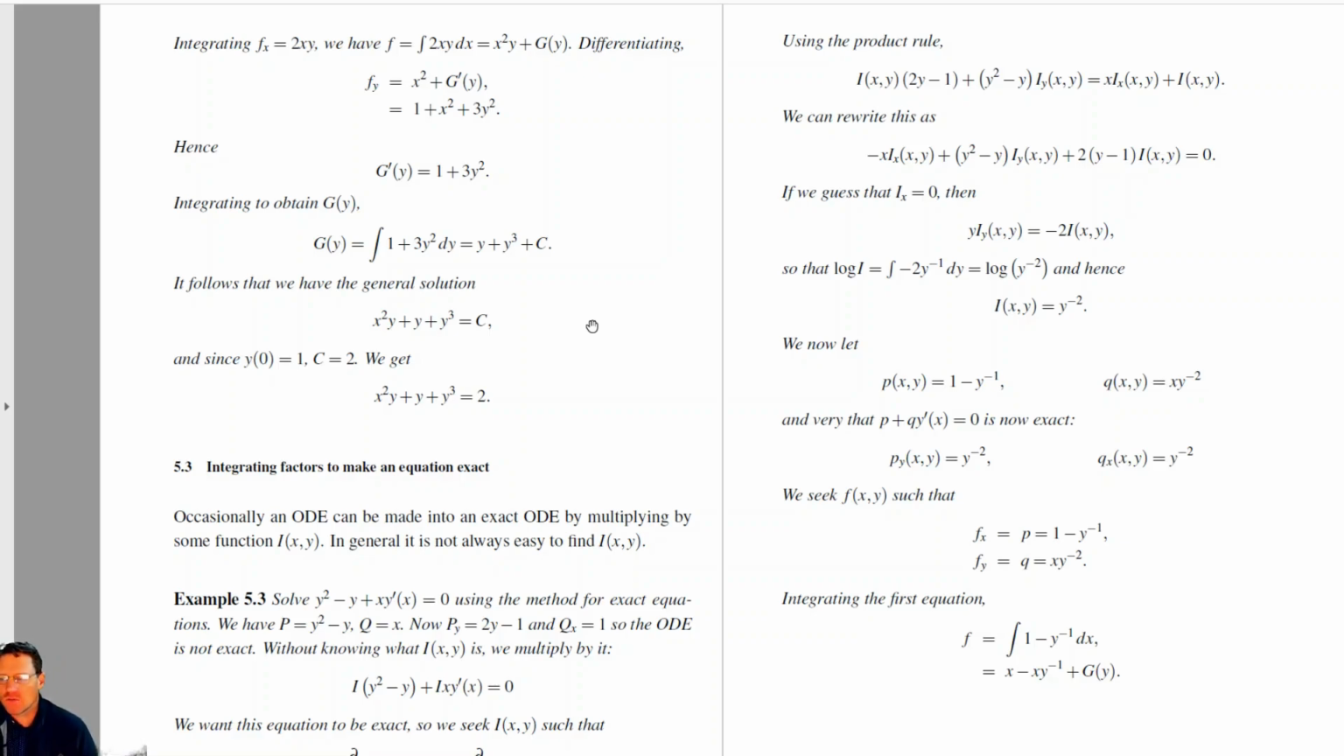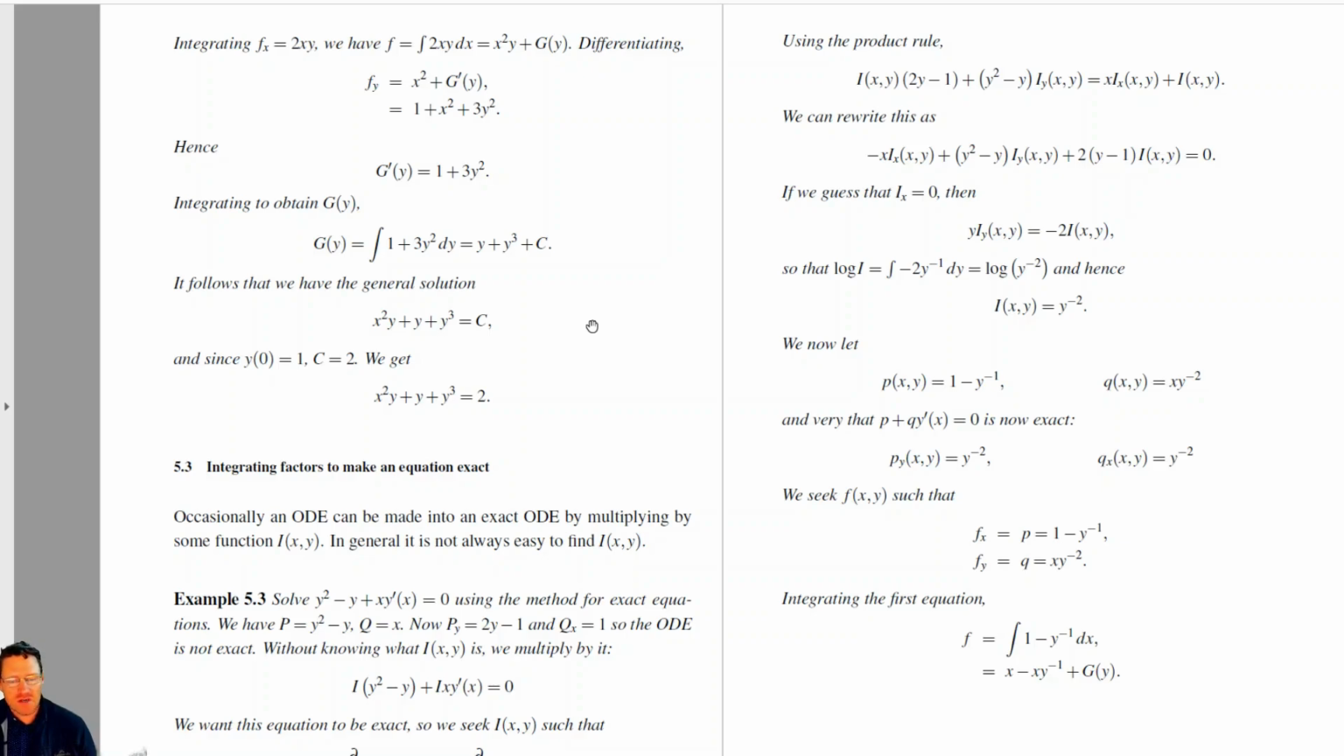All right, now the next topic is what happens if we don't quite have an exact equation, but we can make it exact. Occasionally an ODE can be made into an exact ODE by multiplying by some function I of x and y, an integrating factor. It's in general not always easy to find that integrating factor, right? So these are difficult types of problems here.